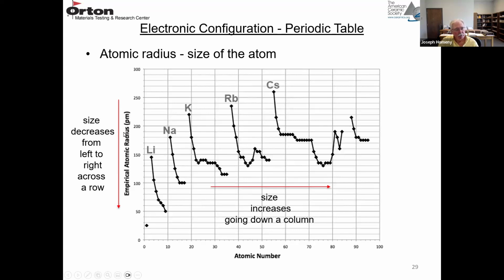These are the rows in the periodic table starting with these elements. So as you go across a row, that would be in the downward direction here, the size decreases from left to right across the row. And then in this direction, the size increases going down a column. So a column would be lithium, sodium, potassium, rubidium, and cesium. You can see the size increasing in that direction. So the atomic radius is important because when we talk about crystal structures, how the atoms pack in the crystal structures is going to be a function of their size.